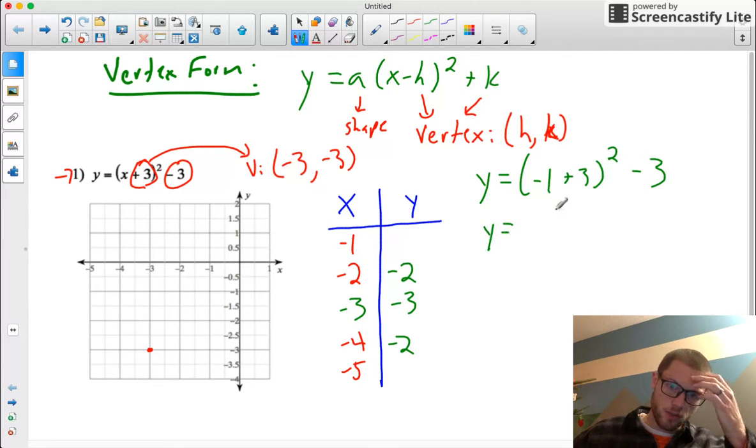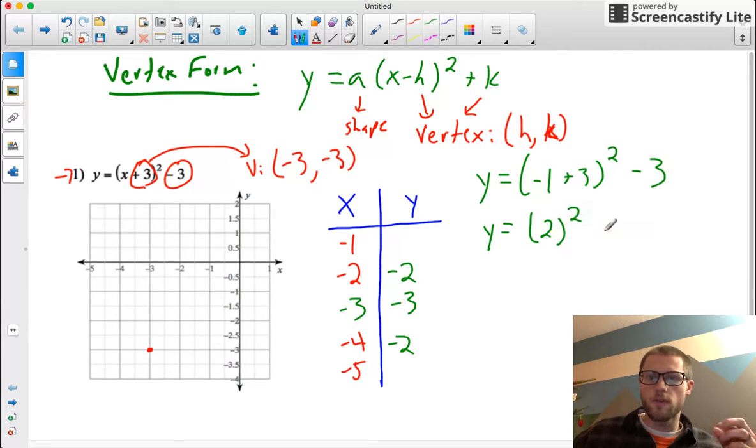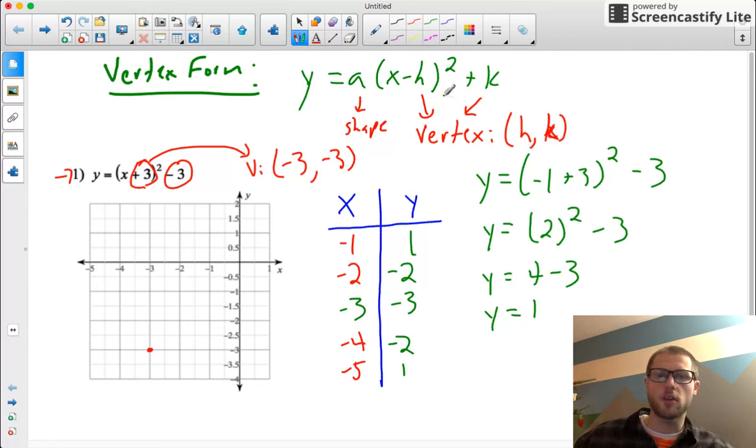So y equals -1 plus 3 is 2 squared, and I'm going to have a minus 3. So y is going to equal 2 squared is 4, minus 3. Y is going to equal 1. So that's what's going to go up here and down here. I've got 5 sets of points here. That's perfect, and that's enough to plot this guy. So let's plot -4, -2, -5, 1. And on the other side, I've got -2, -2, and -1, 1.